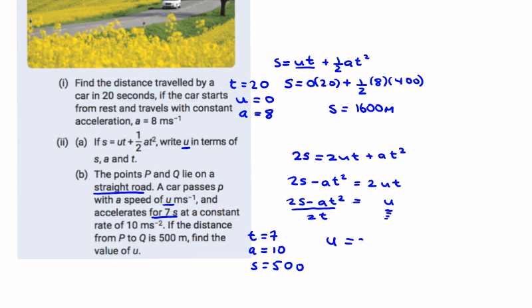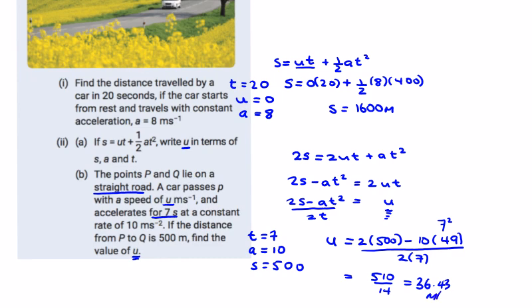U is equal to 2S, 2 times 500, minus A, which is 10, times T squared, which is 7 squared, all divided by 2 times T, which is 2 times 7. So that's equal to 1000 minus 490, 510 over 14, and they want the value of u. It doesn't work out evenly. It's 36.43 meters per second.